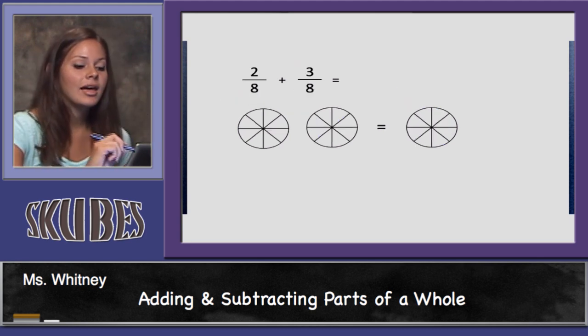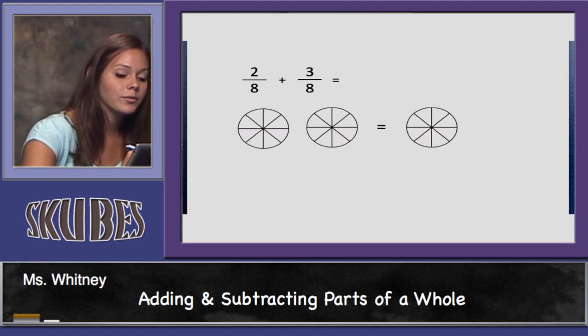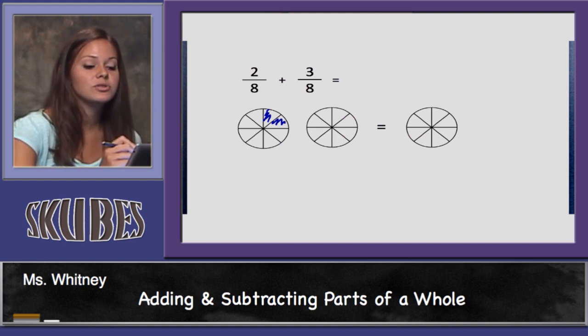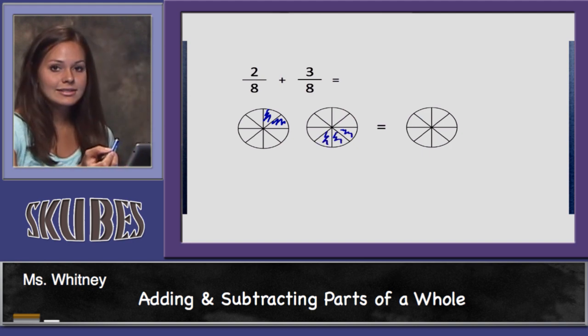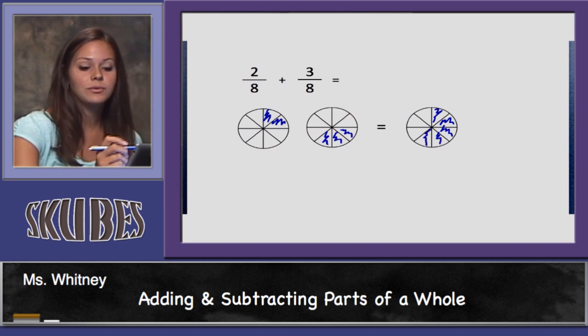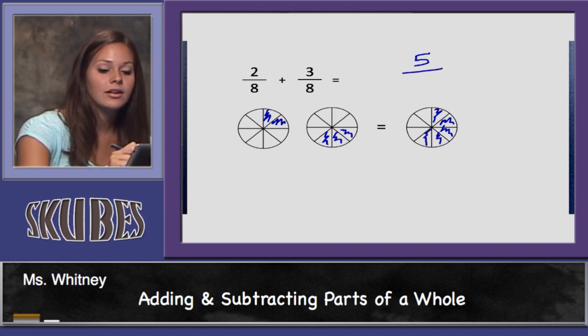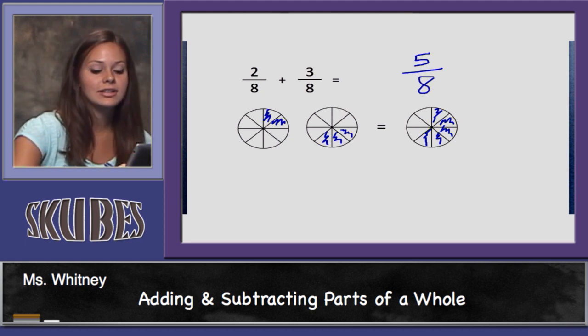Here's another example. I have 2/8 plus 3/8. In the first model, I'm going to shade in 2 out of the 8 pieces. In the next model, I'm going to shade in 3 out of the 8 pieces. 2/8 plus 3/8 is equal to 5/8. Notice how my denominator stays the same and I add the numerators together.